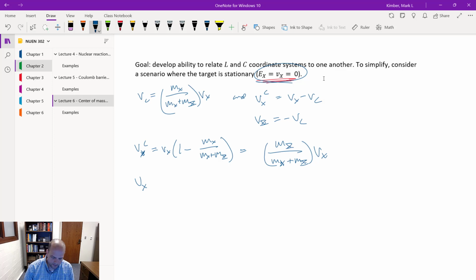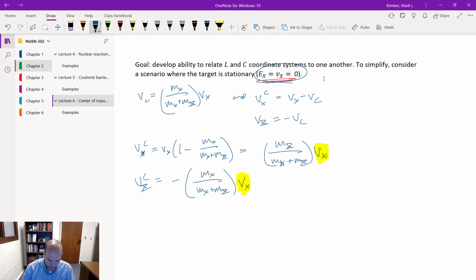So likewise for this V capital X in the lab reference frame, or in the center of mass reference frame, this will just be mx over mx plus capital MX. So I'm expressing all of these in terms of the velocity of my projectile in the lab reference frame. I don't have the superscript c, and so by default I'm talking about what that velocity is in the lab reference frame.